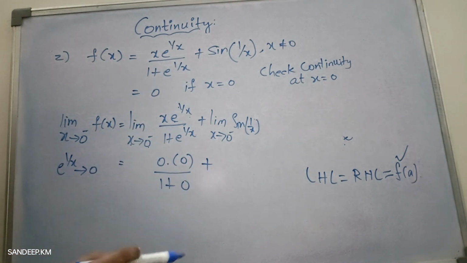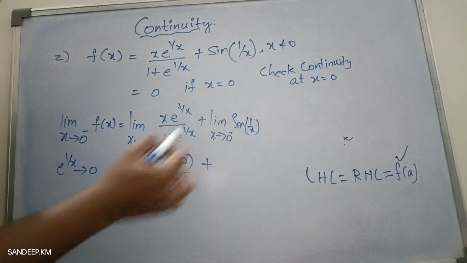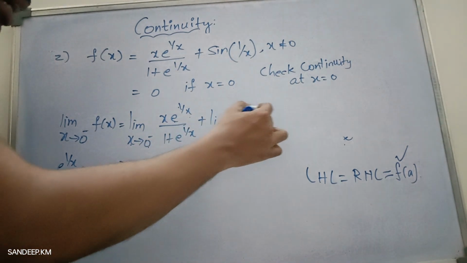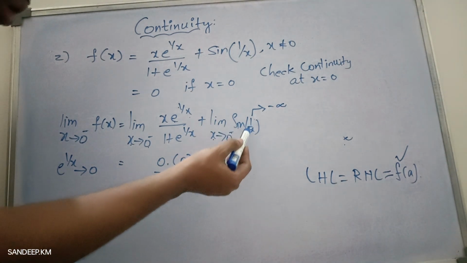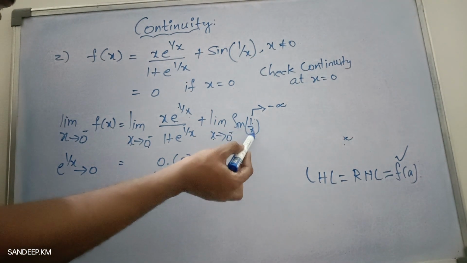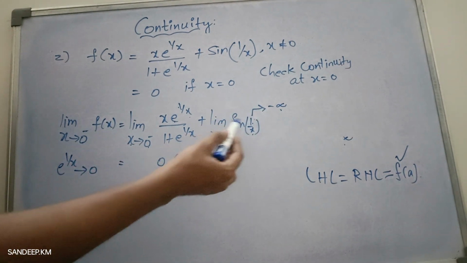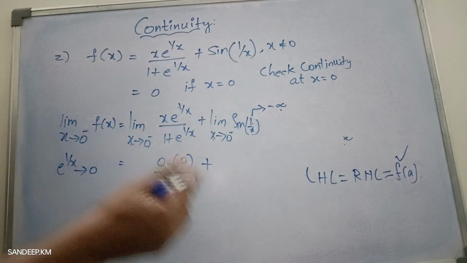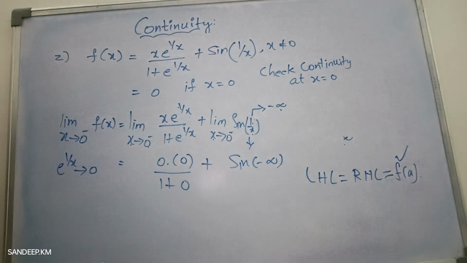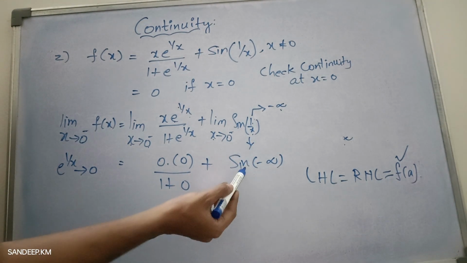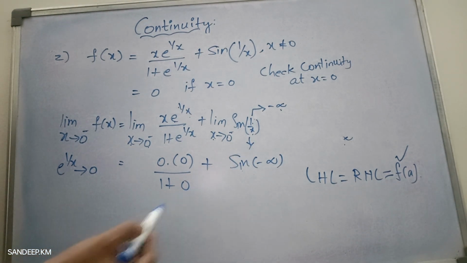But dear students, when x is approaching 0 from the left side, 1 by x is taking minus infinity form. And we do not know exactly what that value is. So you are getting what here? Sine of minus infinity. Don't say that the answer is minus infinity or plus infinity.